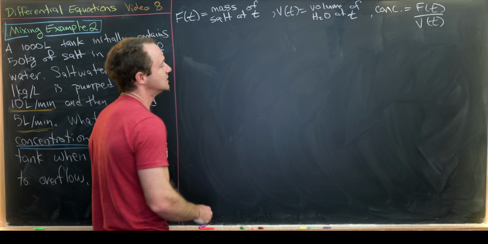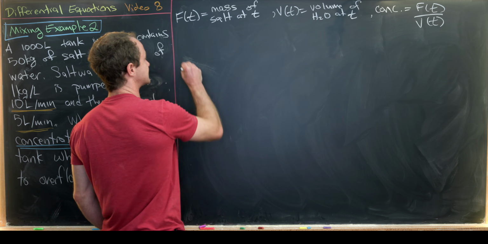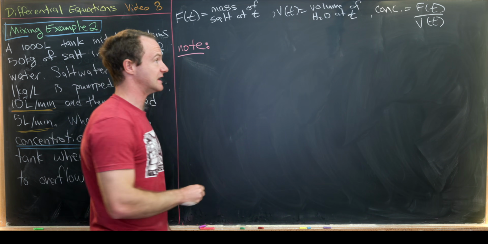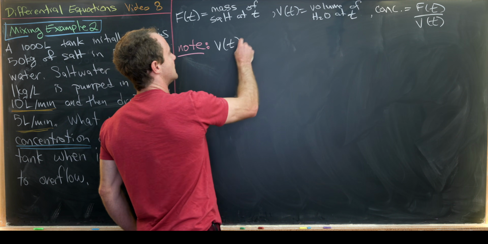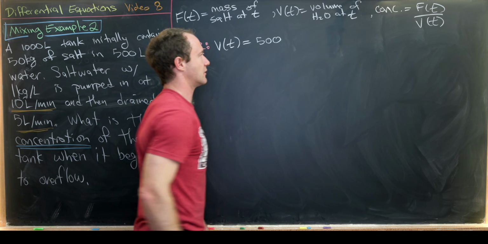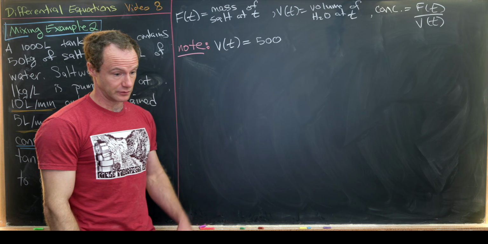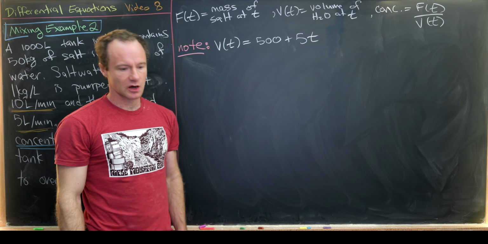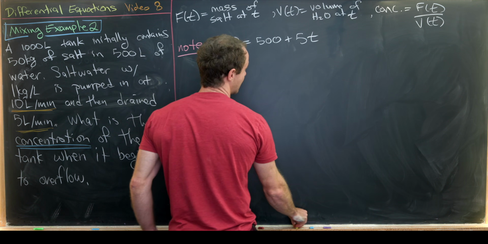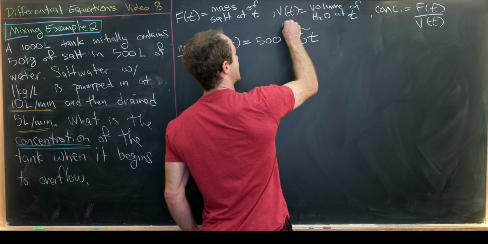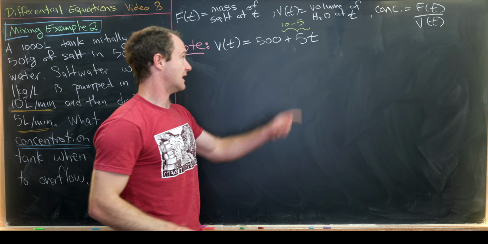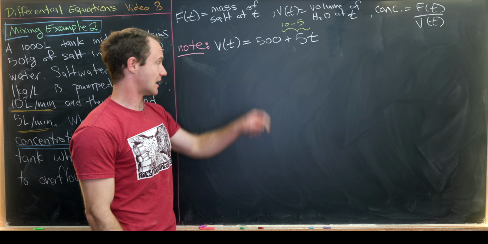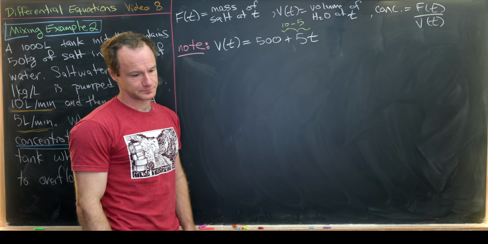Okay, nice. So now let's immediately notice that we can write down the formula or the equation for V of t pretty easily. So V of t is equal to 500, the initial volume, plus 5 times t. So let's talk our way through that. Notice that 5 is equal to 10 minus 5. And that would be the water flowing in every minute minus the water flowing out every minute. So that's how we get this for the volume.